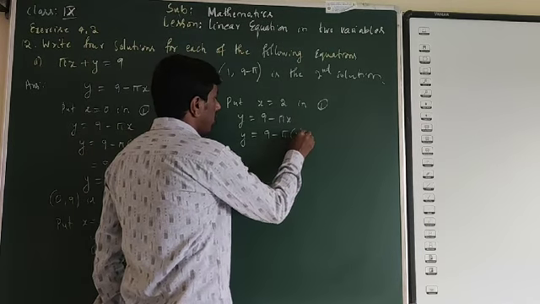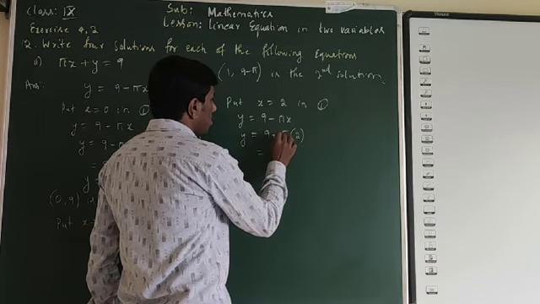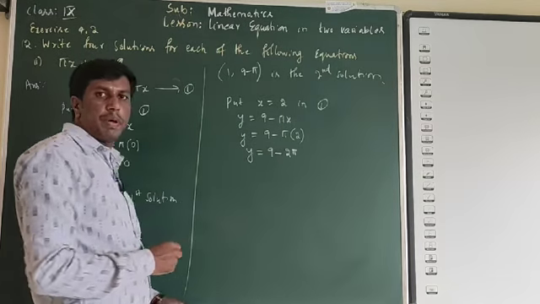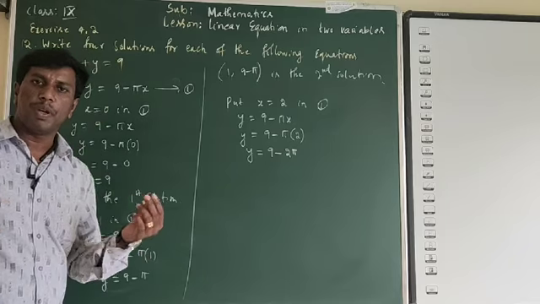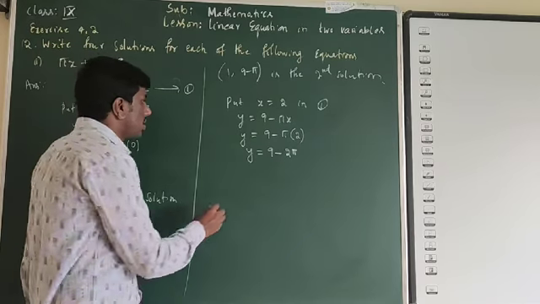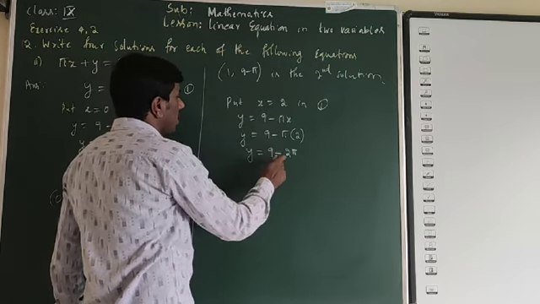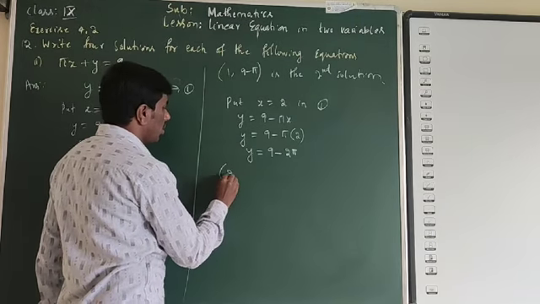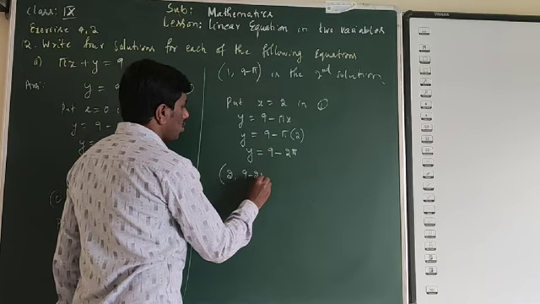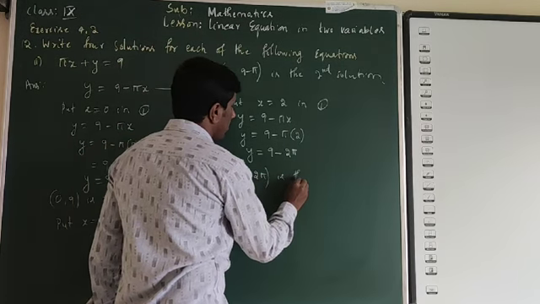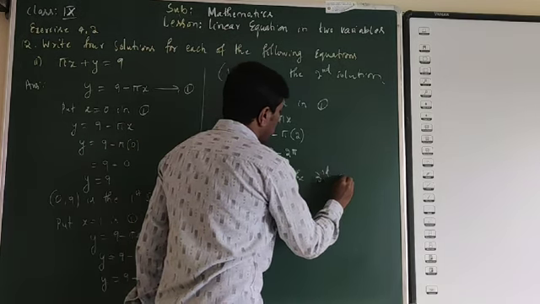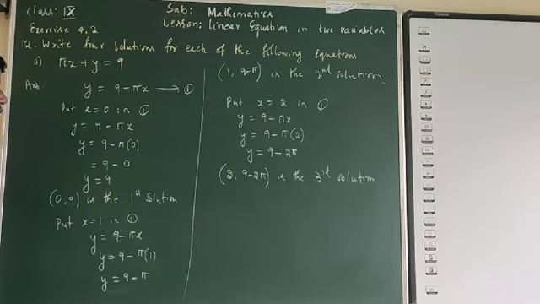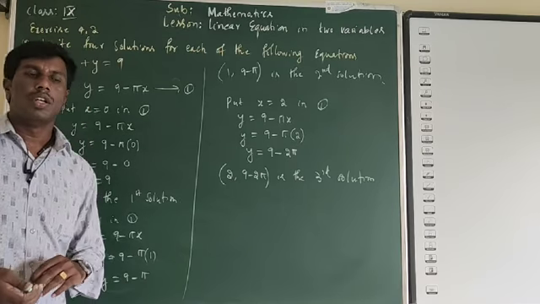Let us substitute that. So 9 minus 2 into pi is 2 pi. Correct? 2 into pi is 2 pi. 3 into pi, 3 pi. 4 into pi, 4 pi. 5 into pi, 5 pi. So if I substitute x is equal to 2, I am getting y is equal to 9 minus 2 pi. So 2 comma 9 minus 2 pi is the third solution. Clear?